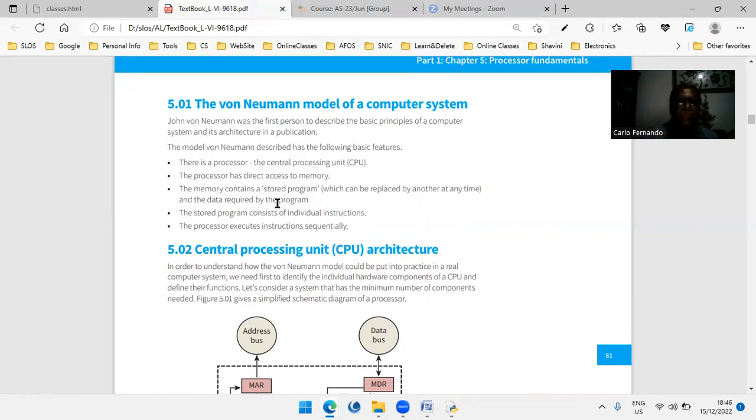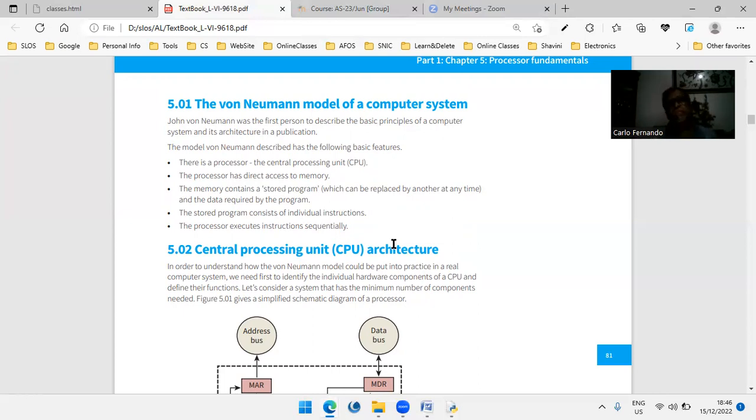The memory contains a stored program which can be replaced by another at any time, and the data required by the program. Let's look at that statement. It's a serious statement. We'll have to take it little by little. Memory contains a stored program. If you have a game or a presentation, a song being played, or you are typing a document, whatever it is, that is a program.